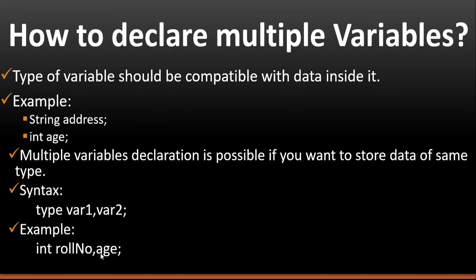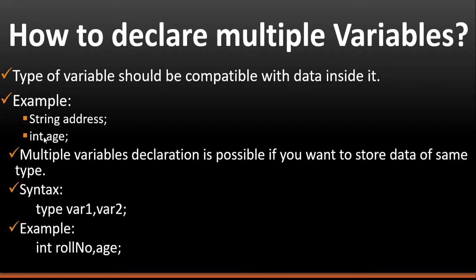Whatever variable you are declaring should be compatible with the data type which you have declared. So if you have declared a roll number variable, it must store a value of type integer. The type of a variable should be compatible with the data inside it. For example, if I have declared a variable of type string, I can't store an integer value in that. If I have declared a variable of type integer, I can't store a string in that. So a variable should be compatible with the data which you are storing in it.